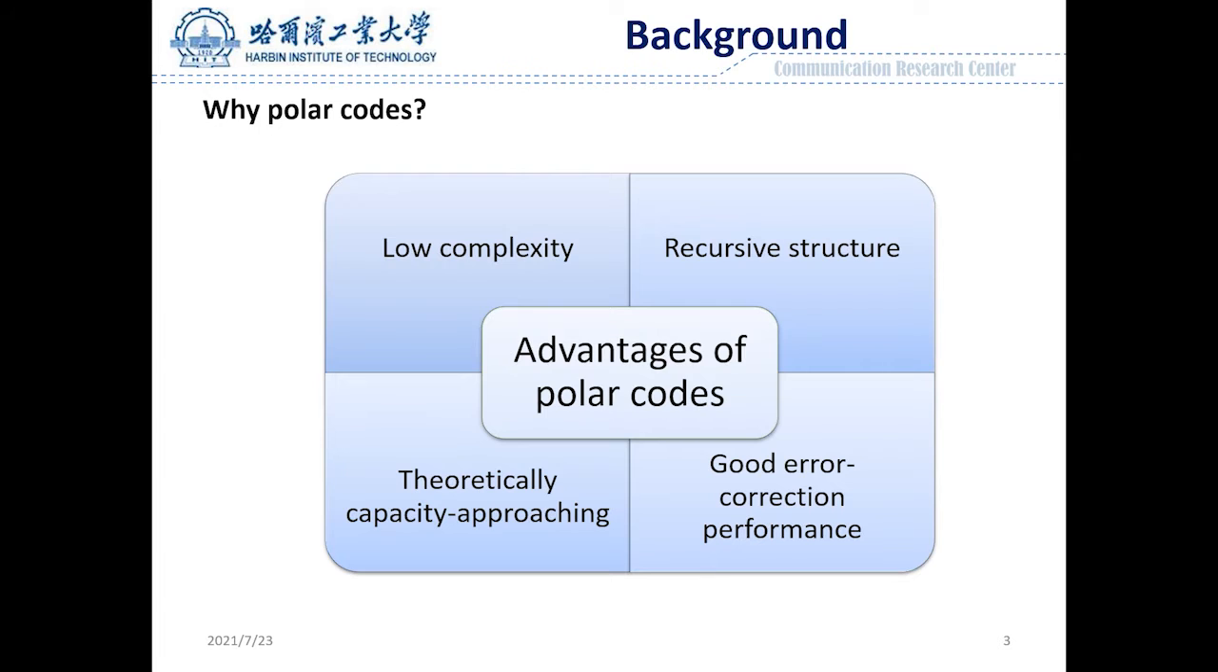First, let's talk about the advantage of polar codes. Polar codes are the first class of error correction codes which can be proved to achieve the channel capacity of binary input discrete memoryless channels. They have low encoding and decoding complexities and recursive structure. Polar codes can achieve satisfying error correction performance over a wide range of code lengths. Due to these characteristics, polar codes have been adopted as the coding schemes for the 5G communication system.